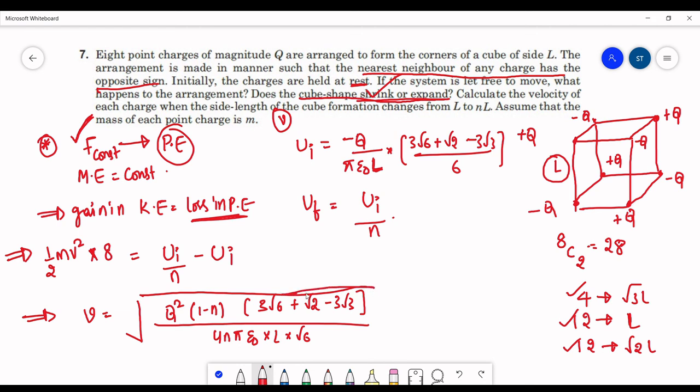If you have any problem regarding the calculation of the potential energy of the system, I will upload one more solution for this calculation. Please check that video. I will add that in the description.